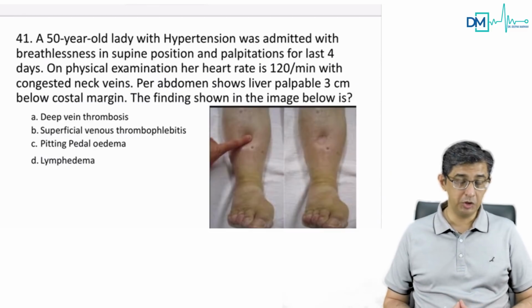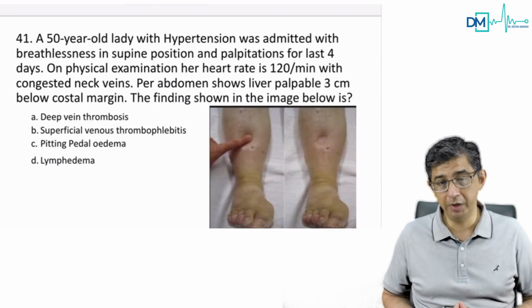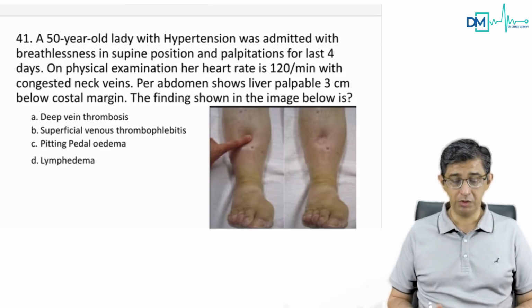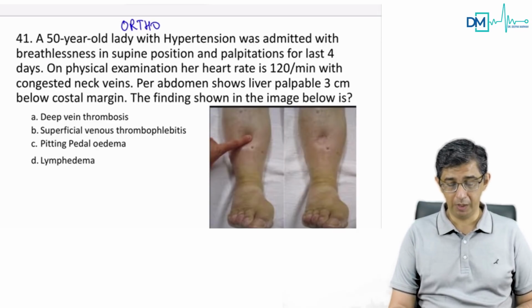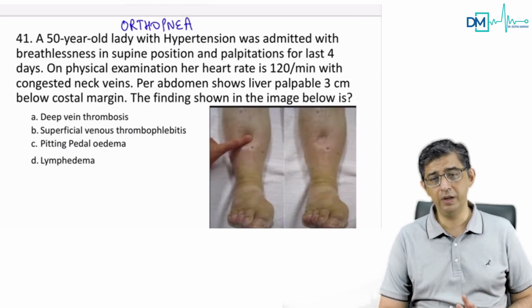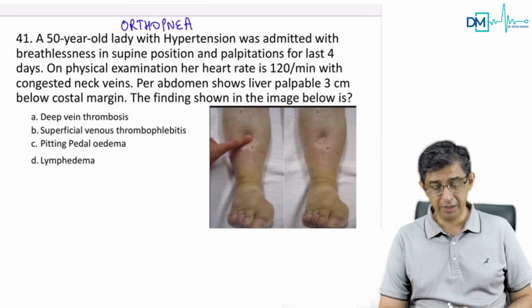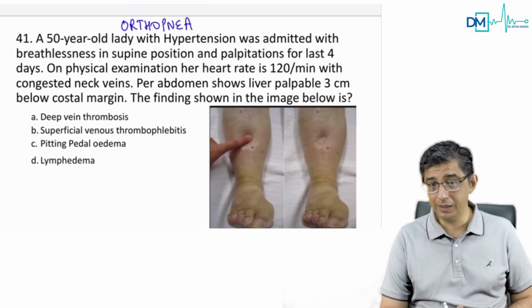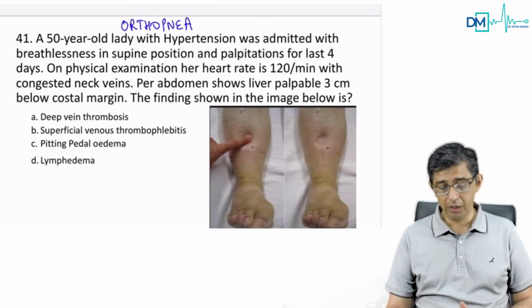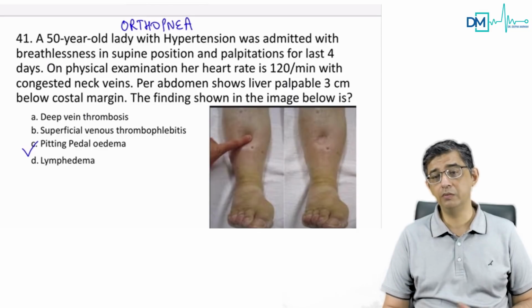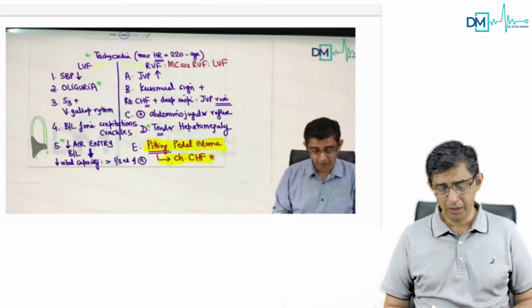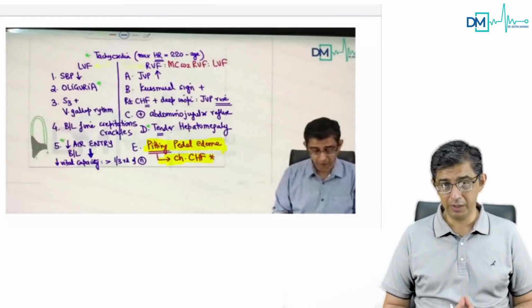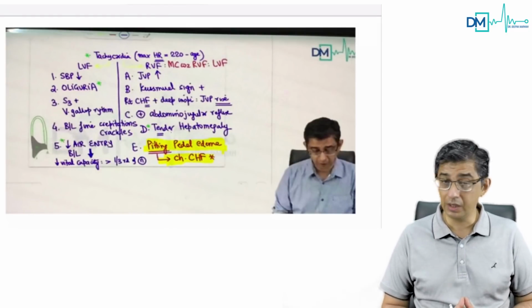Coming to the next question, this talks about a 50-year-old lady with hypertension admitted with breathlessness in supine position. So he's talking about orthopnea, and simultaneously this person is having palpitations. So we are definitely thinking in terms of a pulmonary edema component of heart failure in this person. There are congested neck veins, there is hepatomegaly, and then you can see pitting edema present. So that's a straightforward one. They simply wanted you to pick up features of congestive heart failure. And CHF examination-wise is pretty straightforward, as I've discussed in the app.